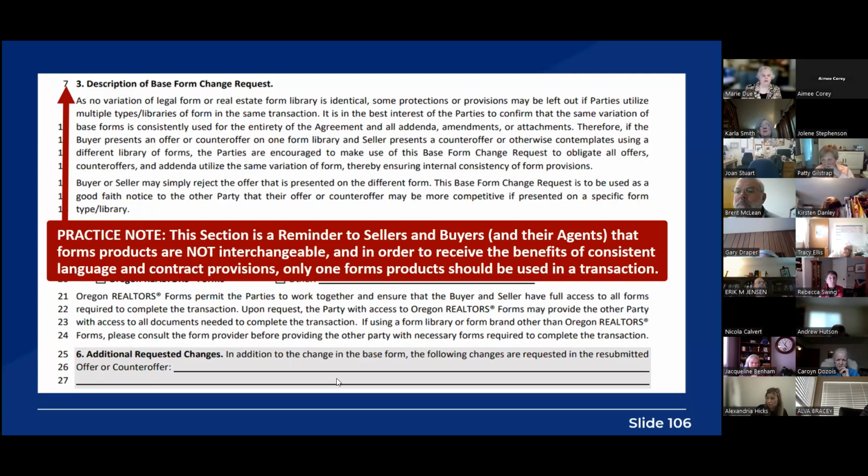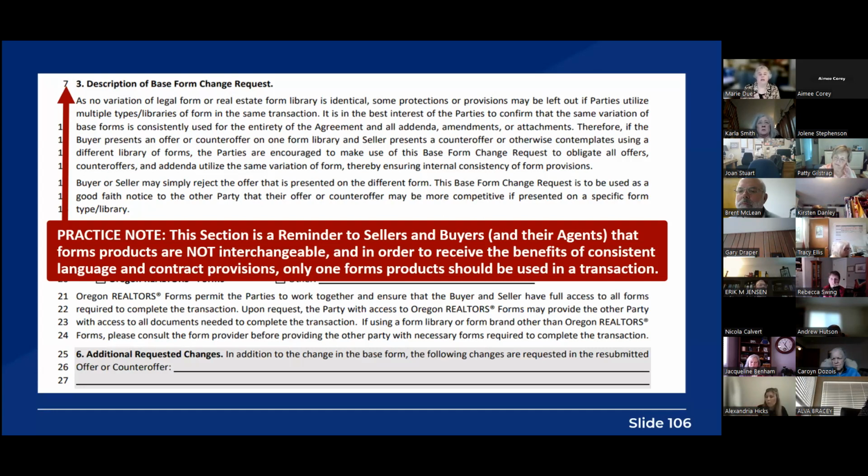This section is a reminder to sellers and buyers and their agents that the form products are not interchangeable, and in order to receive the benefits of consistent language and contract provisions, only one form product should be used in a transaction. Now, one of the things I've asked, and actually I got asked earlier this week, and I haven't gotten back from the attorneys yet, is what happens if the offer comes in on Oregon Realtors forms and they respond with ORAF forms, and how to handle that.